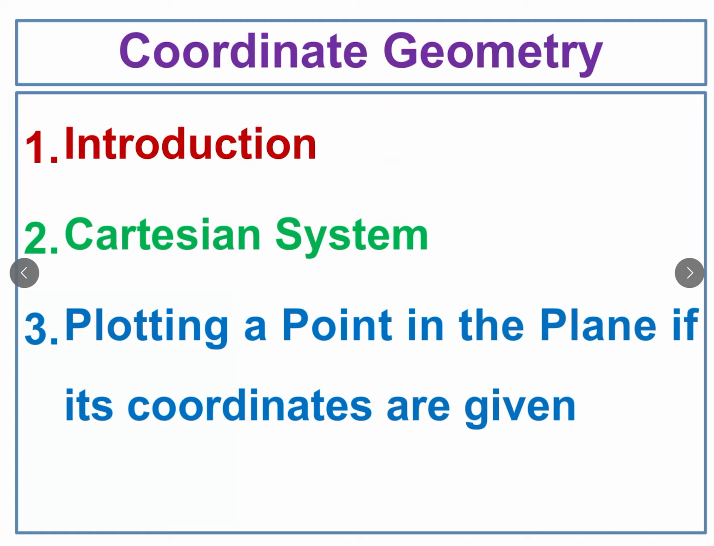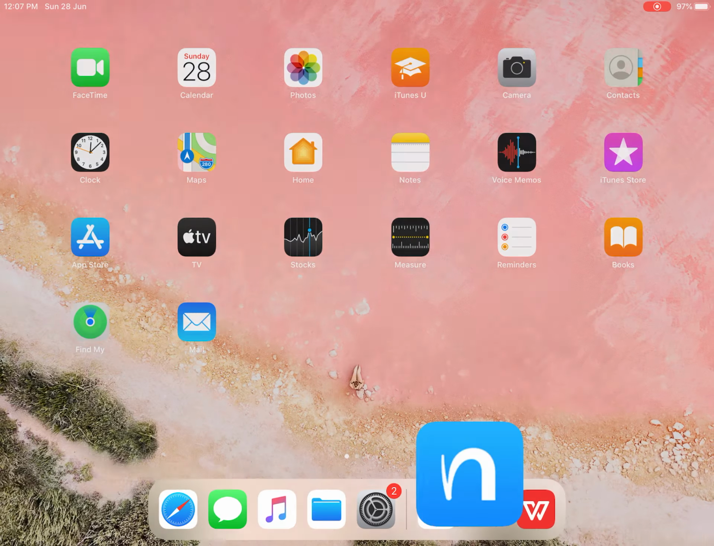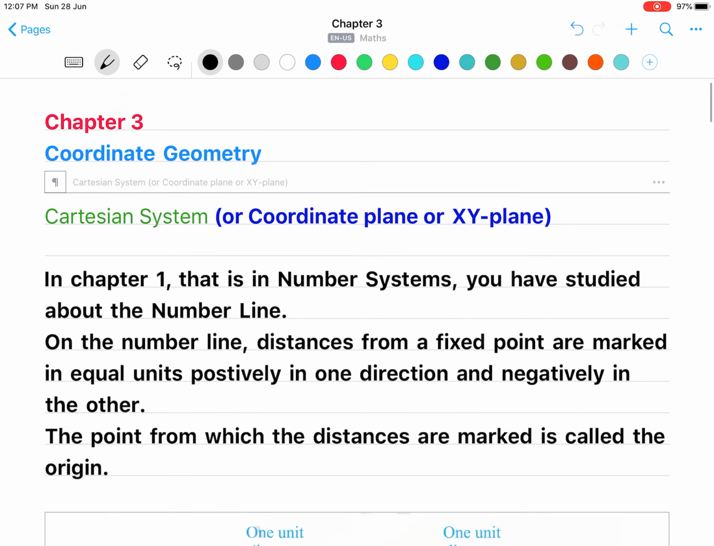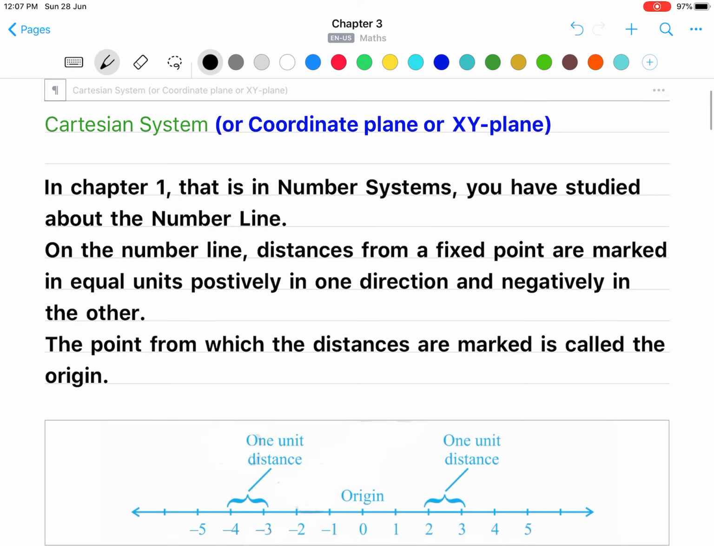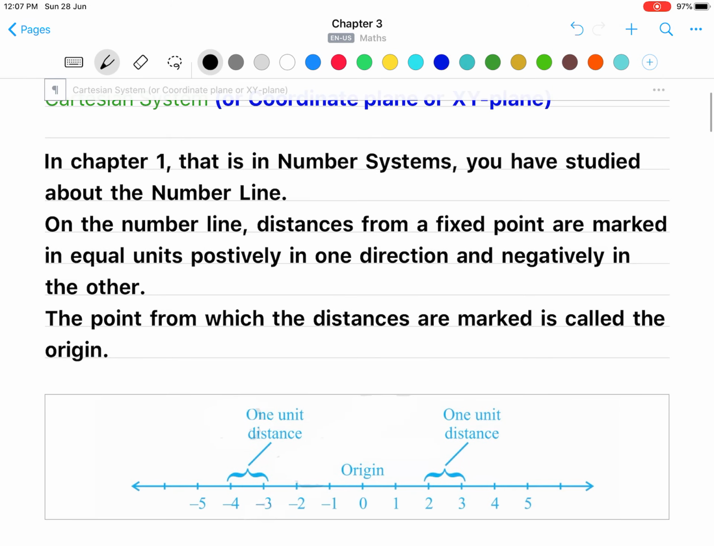Chapter number 3, coordinate geometry, has in total 3 subtopics, out of which we have covered the first subtopic in the previous session. Today in this video we are going to look at subtopic number 2, which is the Cartesian system. So let's start. The first thing that we have here is the Cartesian system.